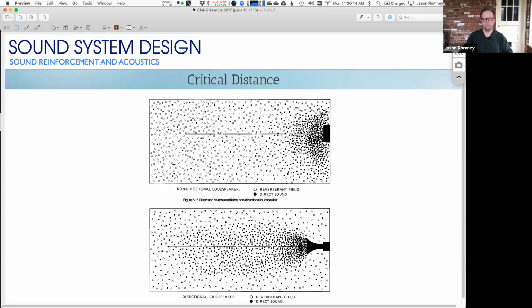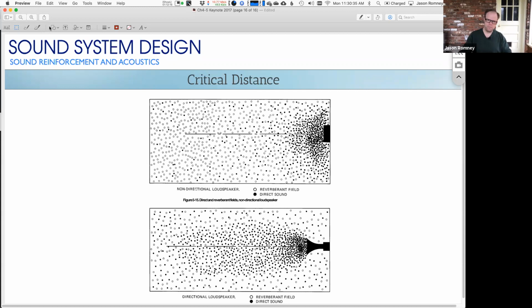So here I've got the same scenario up on the top, but what if I went to a more directional loudspeaker? Right? I put a horn on this driver. Now I'm controlling where that direct sound goes. Less of it is hitting the walls. If less of it is hitting the walls, then less of it is bouncing off the walls. And therefore, I get less reflected sound.